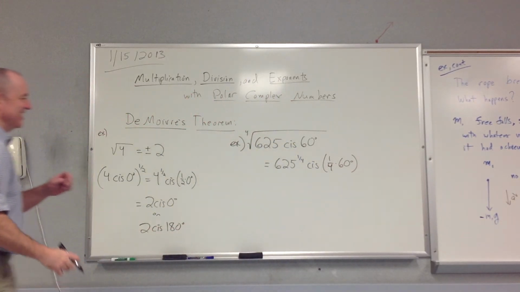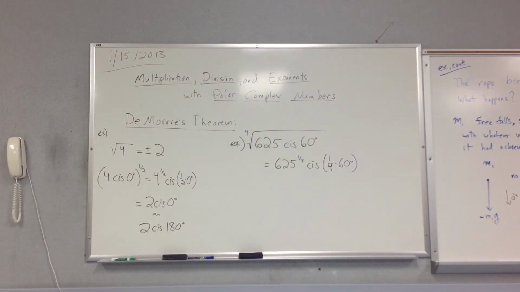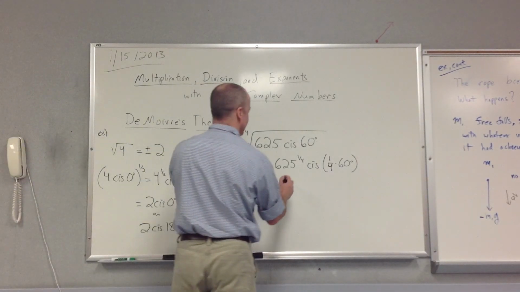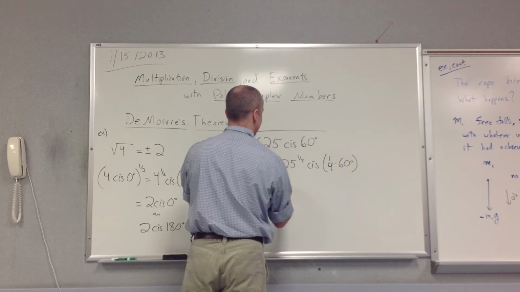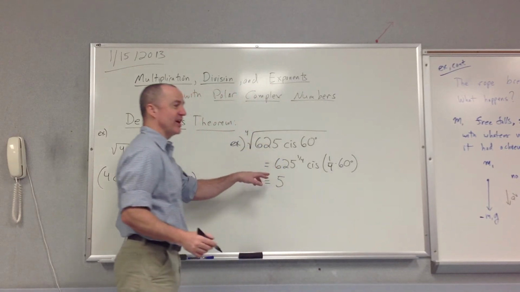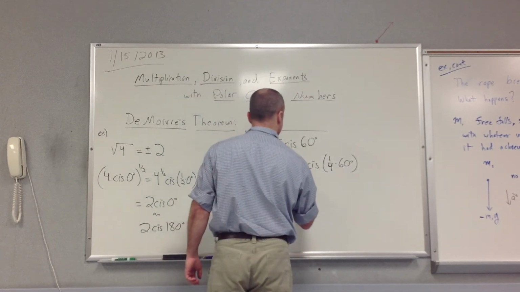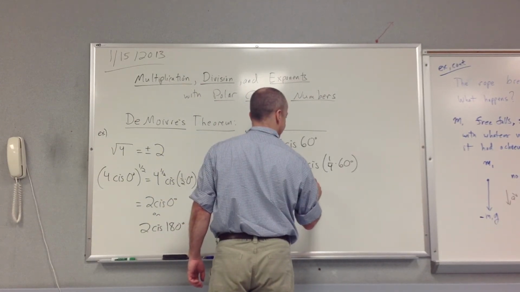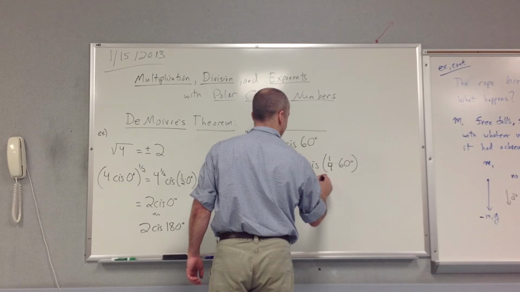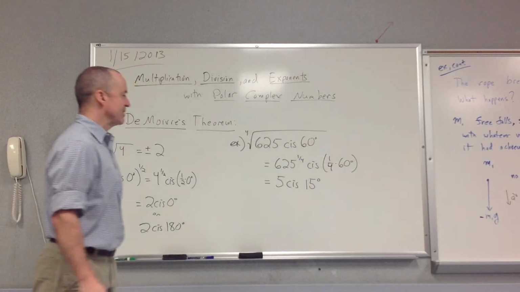Our grades in, like, 625 to the 1/4 cis, 1/4 times 60. Robbie, what did you say 625 to the 1/4 was? 5. 5 cubed is 125. Multiply 125 times 5 again, you'll get 625. What is 1/4 times 60? 15. That's my principal root.